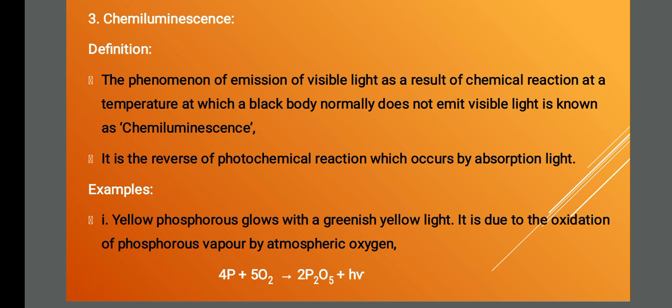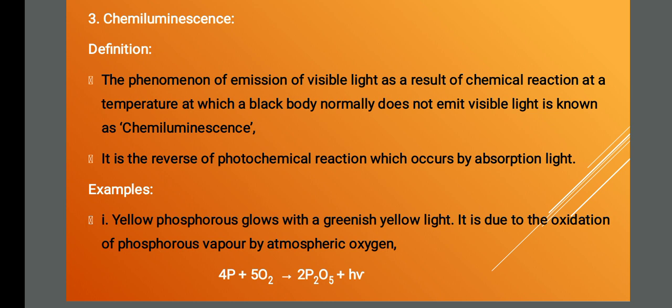If you take chemiluminescence, it is a reverse process of photochemical reaction, because photochemical reaction takes place only by absorption of light. In chemiluminescence, because of chemical reaction, visible light is being emitted. So this phenomenon we call chemiluminescence. I'll repeat. Chemiluminescence is a process in which emission of visible light takes place as a result of chemical reaction at a temperature at which a black body does not emit visible light. We call it chemiluminescence.